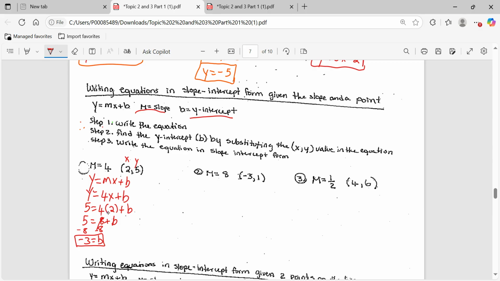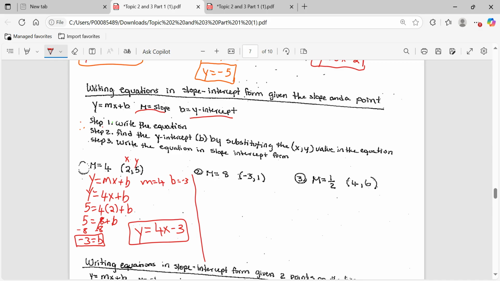This is where isolating that variable comes into mind. If I'm looking for b, I'm going to simplify the left and the right and then move everything away from b. So that b is equal to negative 3. Now I know my slope, which is 4, and I know the y-intercept, which is negative 3. So all I'm going to do is substitute. Y is equal to 4x minus 3. There's my equation.